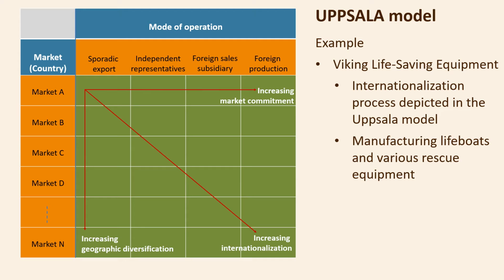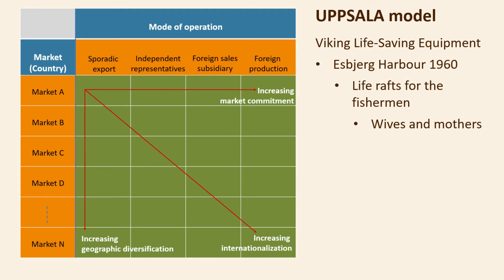The company Viking life-saving equipment is an example of the internationalization process depicted in the Uppsala Model. Renowned for manufacturing lifeboats and various rescue equipment for cruise ships, offshore and similar industries, Viking life-saving equipment exemplifies a firm's expansion into international markets.